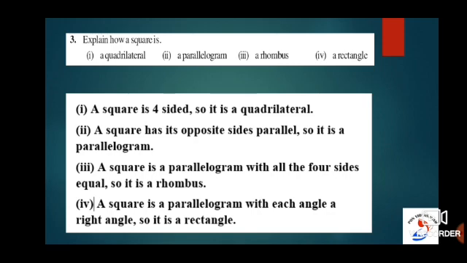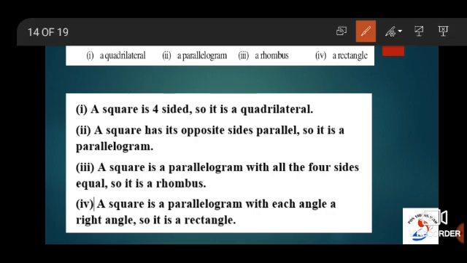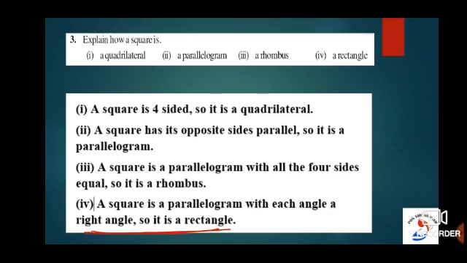Last one, how is a square a rectangle? A square is a parallelogram with each angle as right angle. So, for square and rectangle both, every angle is a right angle. Hence, you can say a square is a rectangle. Again, we are just making ourselves clear with the properties of all the quadrilaterals.